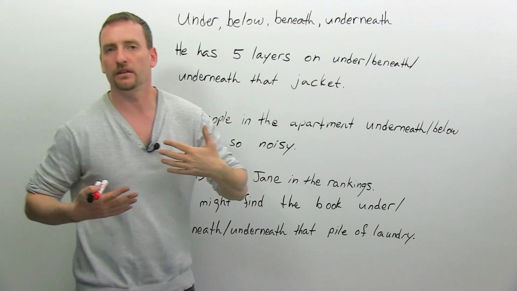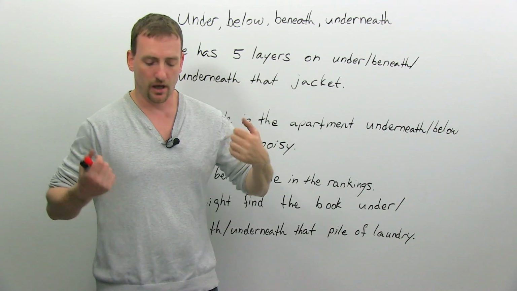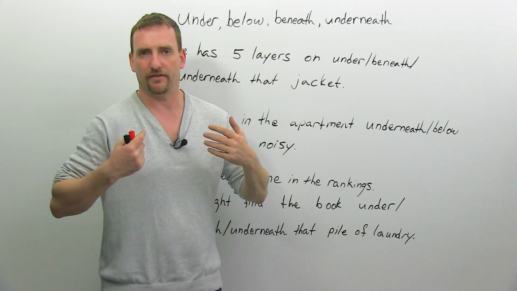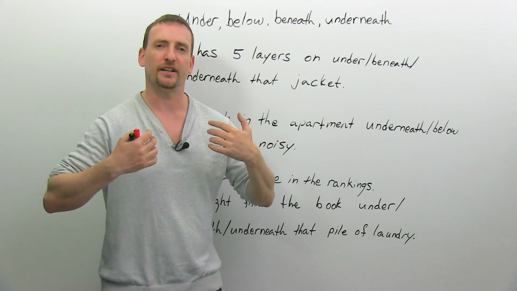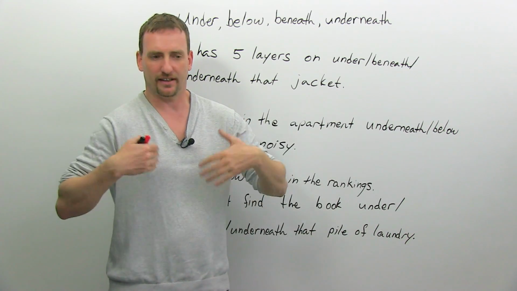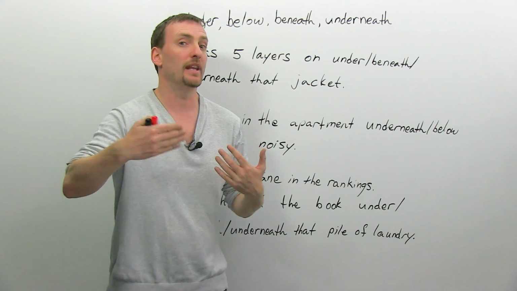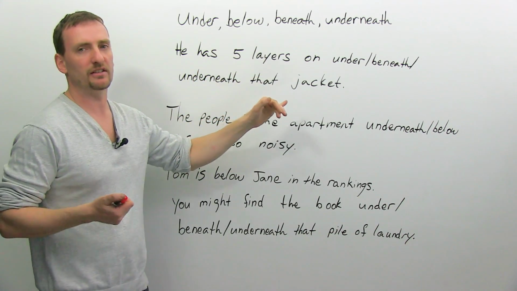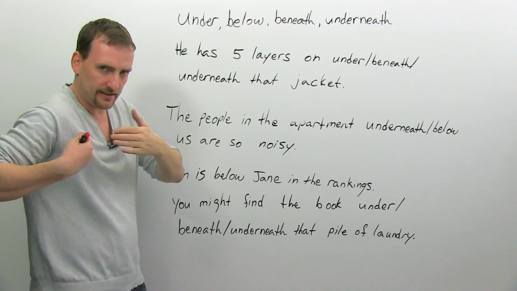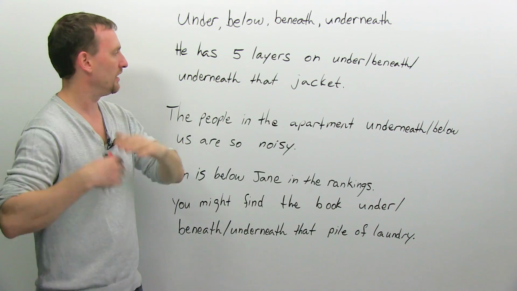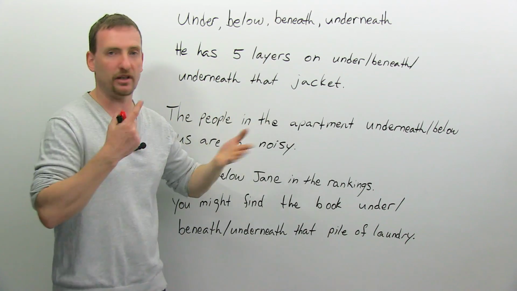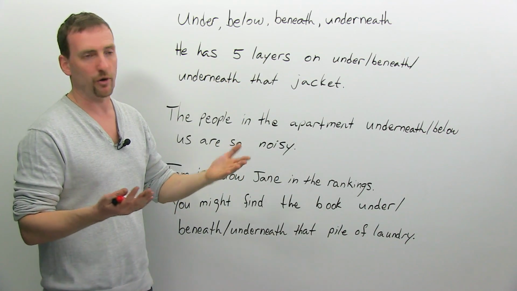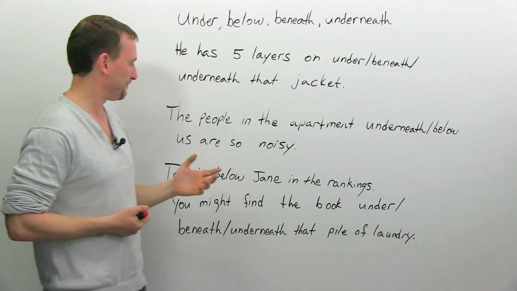So imagine you're living in Canada in the winter. You have a jacket. Under the jacket, you have a sweater. Under the sweater, you have a turtleneck. Under the turtleneck, you have a t-shirt. Under the t-shirt, you have a tank top. In Canada, you have to layer. You have to have many layers to keep all the heat inside. So he has 5 layers under that jacket, beneath, underneath. All of them mean basically the same thing. You can use any one you like. Beneath, underneath, more formal. This one a little bit more emphasis.